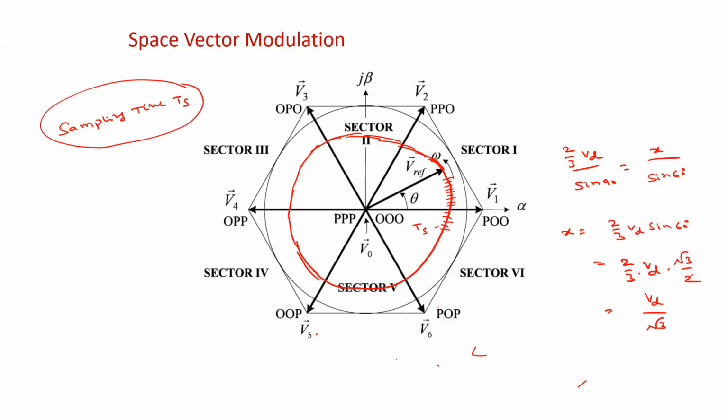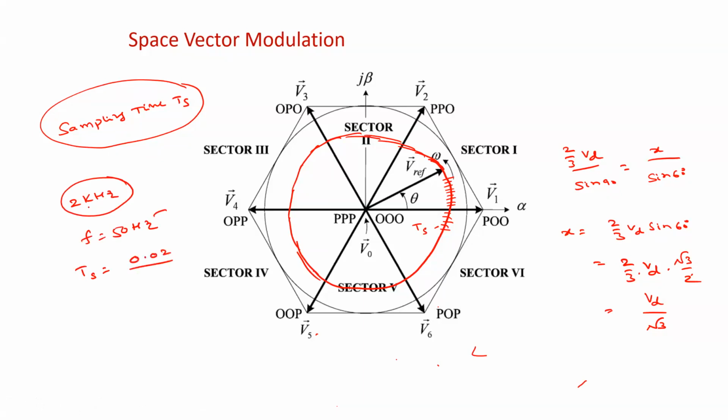For example, if you want to operate at a switching frequency of 2 kHz, how many samples do you need to consider? For example, the fundamental frequency is 50 Hz, right? So what is the value of Ts? 50 Hz corresponds to a time period of 0.02 seconds, right?